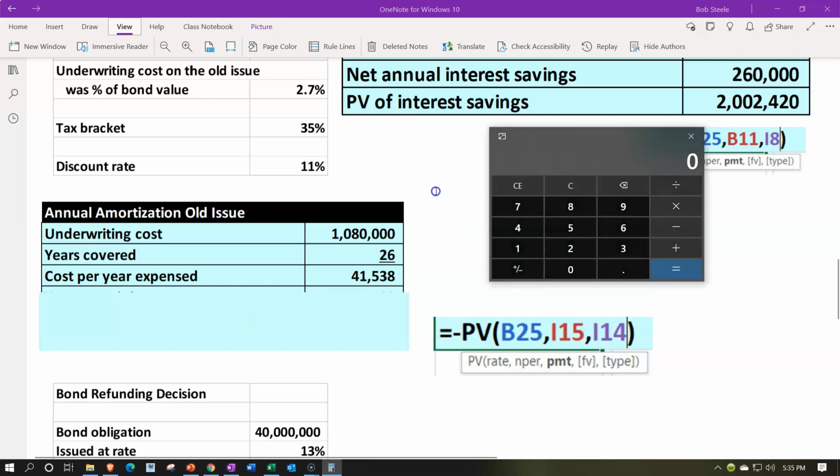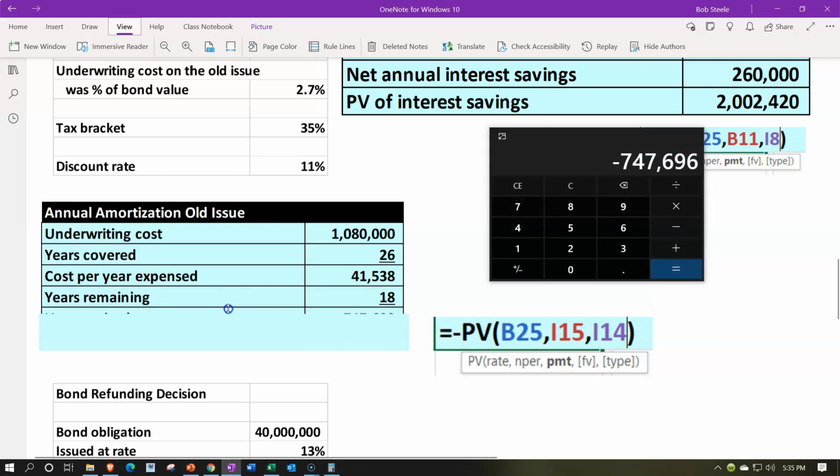Now 8 years had passed, so you could say, okay, well, if I take the 41,538 times the 8 years, we would have then expensed 332,304 of the cost of 1,080,000. So if I subtract this minus the 108,000, we have not yet expensed the 747,696.